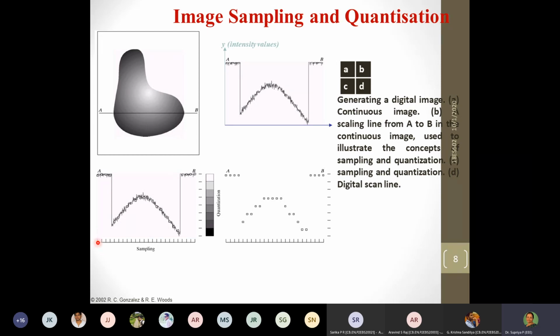Here you could see that if I call this sample 0 and this sample 1, between them there is a small distance called delta. The same delta is maintained between the next two, and so on. So the sampling has been set to a particular value. The second stage is called the intensity, or quantization.